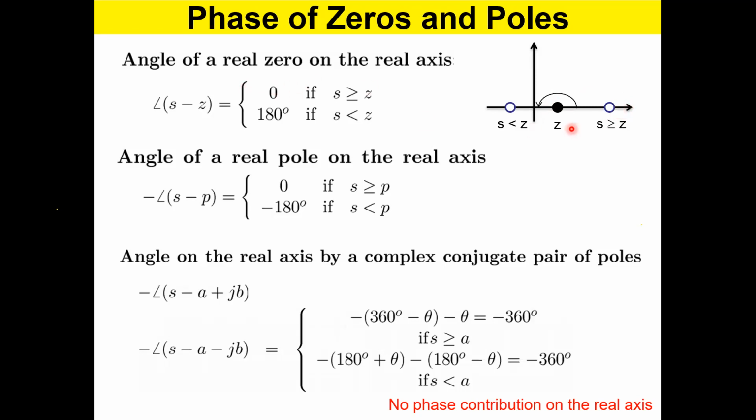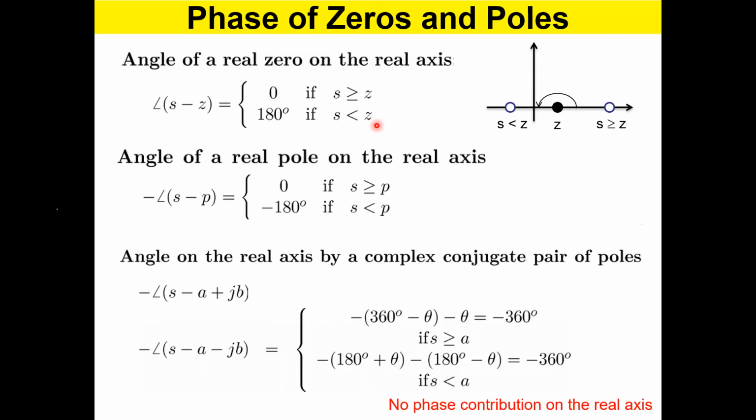Now let's say on the other hand, the S you have selected is on the left of the zero, somewhere here. Right? Now S minus Z is, let's say this is 5 and this is 15, right? This is 15, this is 5. So 5 minus 15 is minus 10. So minus 10 is over here, in this direction. So the phase is 180 degrees, if S is on the left of Z.